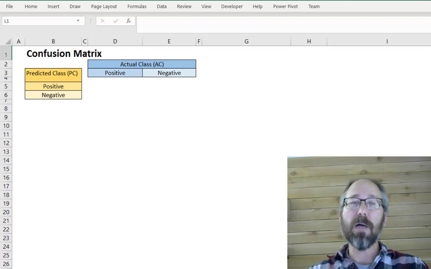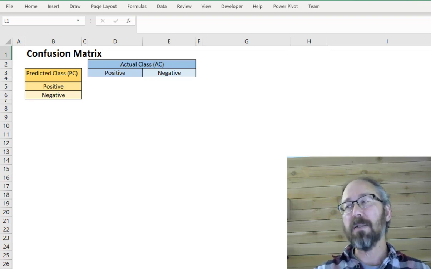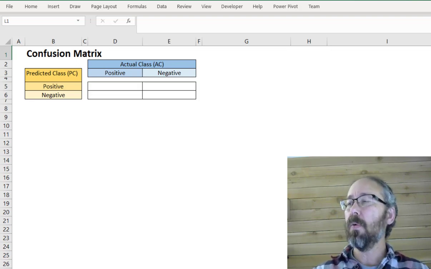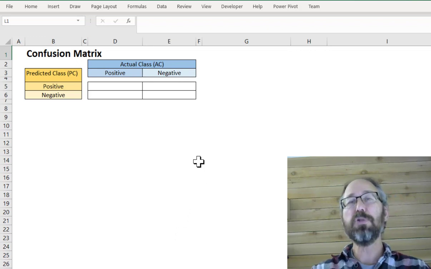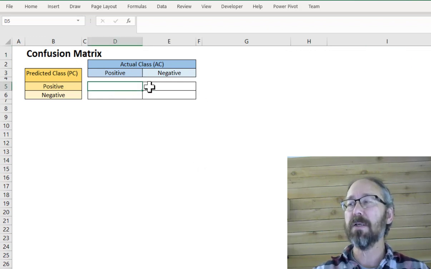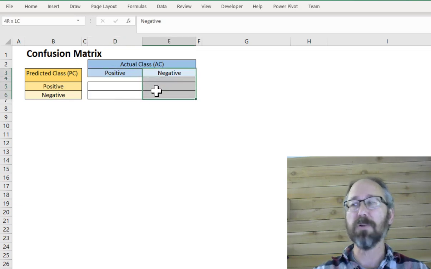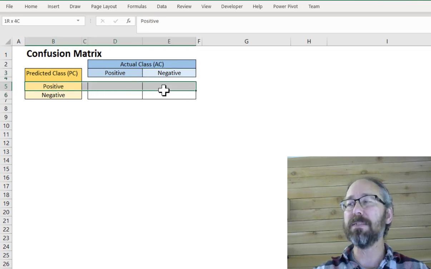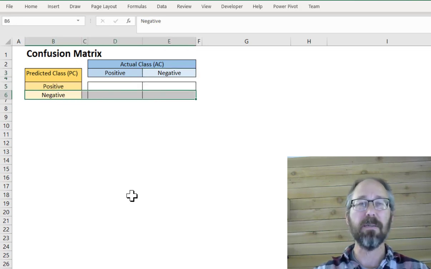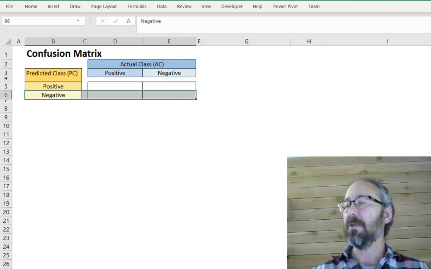With the predicted class, we also have the positives, meaning that our algorithm has identified certain emails as spam, and it's identified other emails as not spam. That's the predicted class. Then we produce the confusion matrix with counts that go into these boxes here, where we intersect either the positive from the actual class or the negative from the actual class with the positive from the predicted class and the negative from the predicted class. Let's see what that looks like.